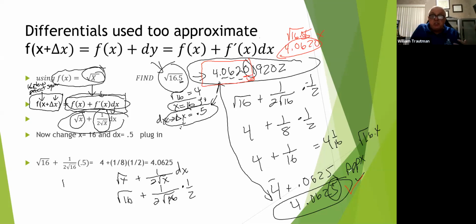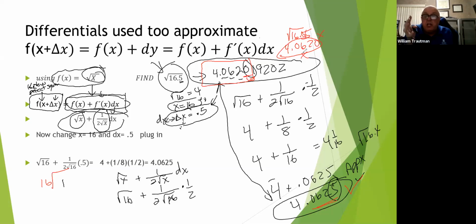because differentials is the approximation, and we want to get the answer Newton got, not by typing it in our calculator. So yes, you can do 1 divided by 16, or you can just put it in your calculator, like I did to get this. Calculators are okay on this test, but if you type in the square root of 16.5, I promise you will get the answer wrong, because you're going to type in 4.0620 when the answer is 4.0625 using differentials. Okay, so be careful about the calculator.